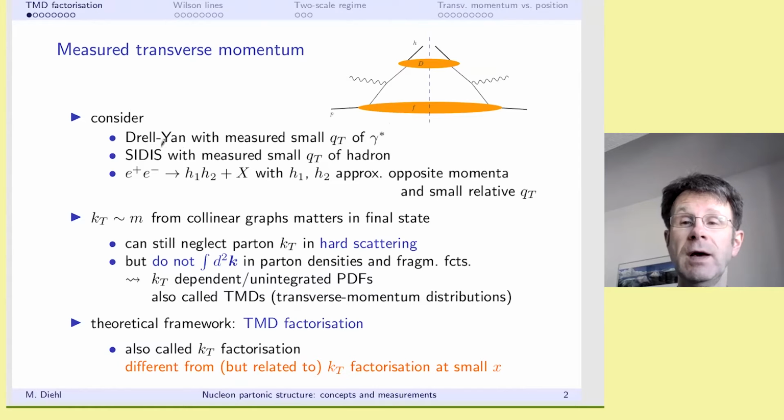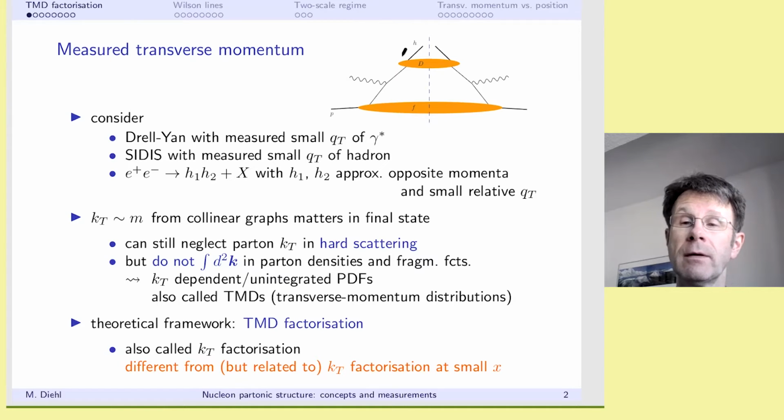In semi-inclusive DIS, we measure the cross-section of the scattering of a lepton, which in this graph is omitted as usual. The lepton is deflected and radiates a virtual gauge boson. That scatters on the proton target. And then the measurement singles out a single hadron in the final state and sums over anything else. So it's a one particle inclusive and in that sense, semi-inclusive measurement.